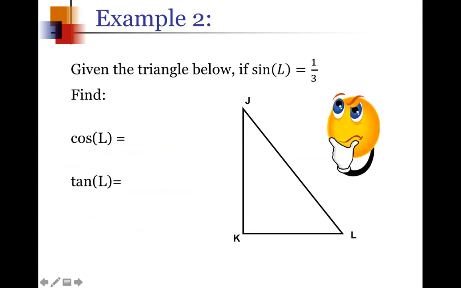Okay, let's look at another one. Given the triangle below, if the sine of L is 1/3, now I'm telling you the sine, but I have nothing labeled here. But I do know that the sine is opposite over hypotenuse, right? I remember. SOHCAHTOA.